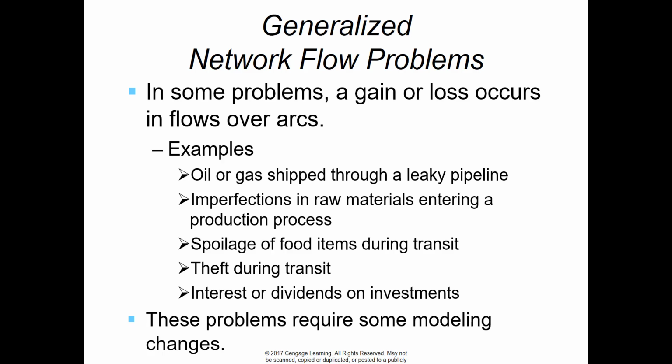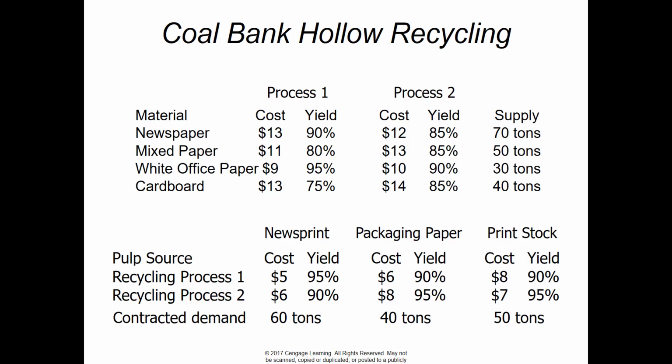For example, assume that we have an oil pipeline and there is a leakage of the oil. So if we send 1 gallon, we may end up getting half a gallon at the destination. So we call this a leaky pipeline. You can see other examples like the evaporation of materials and so on. So in this case we want to talk about this kind of problem, where some loss or gain may occur when we send material from one destination to another. Let's look at the example.